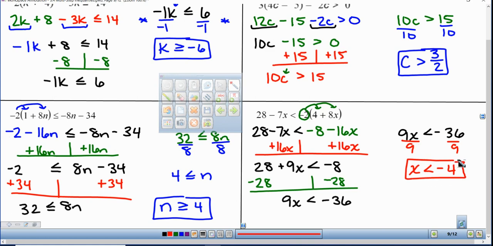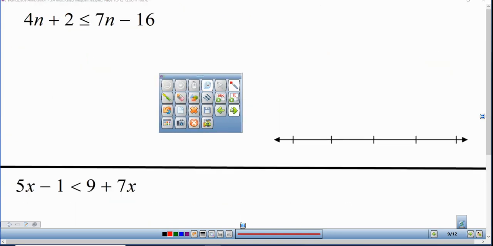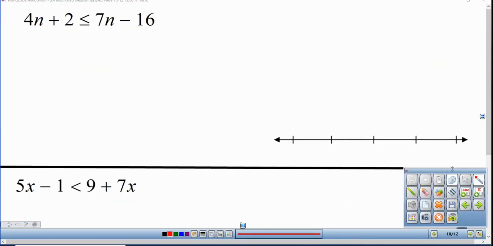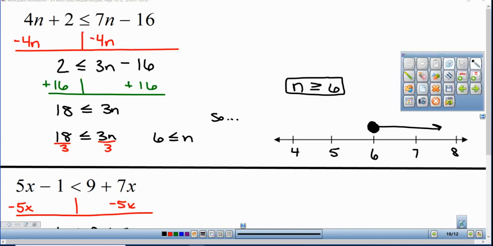Didn't need to rewrite that one because my variable was already on the left side. So it doesn't really get much more difficult than that. These are two problems that you could try on your own. I'll go ahead and pause this, and then when you unpause it, you'll have my work there.